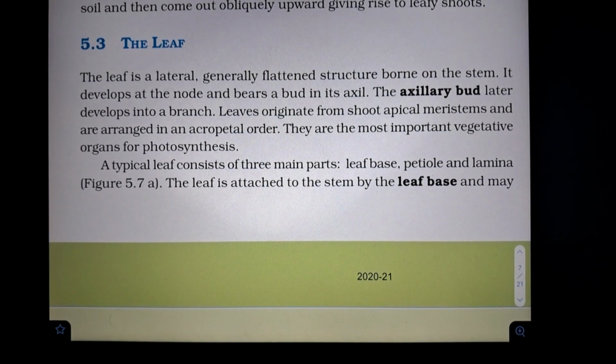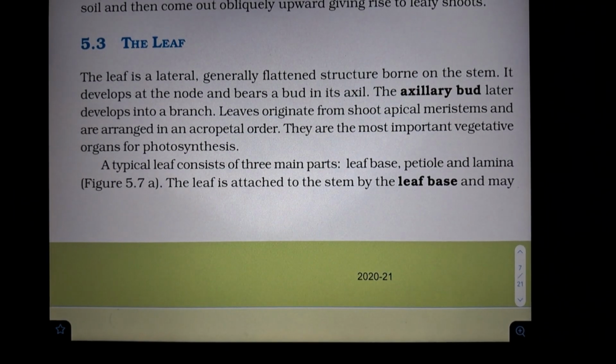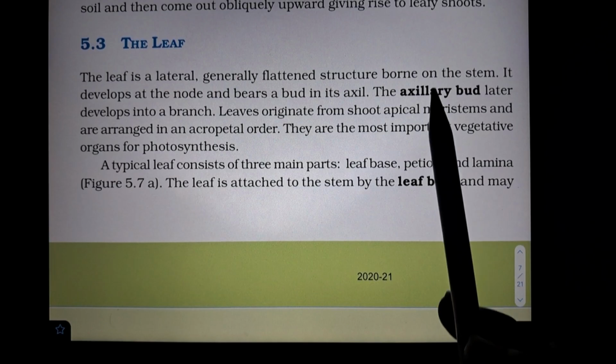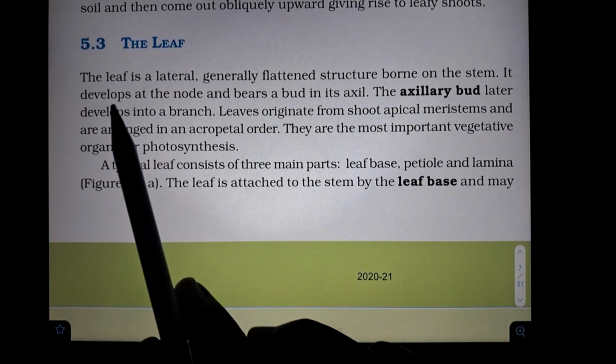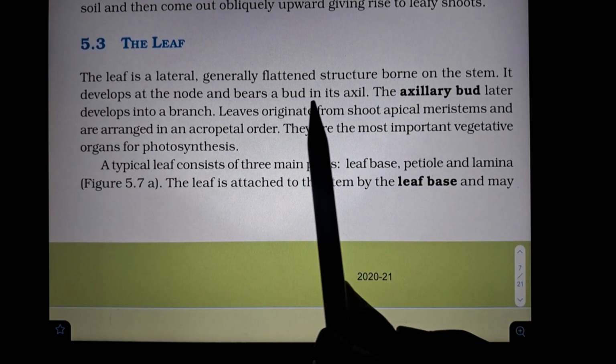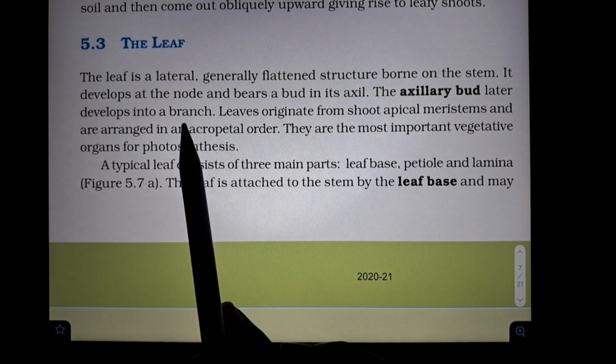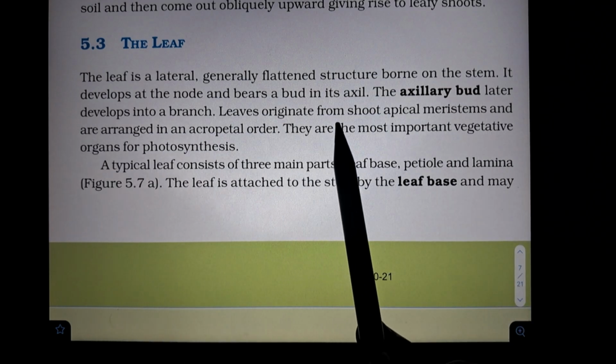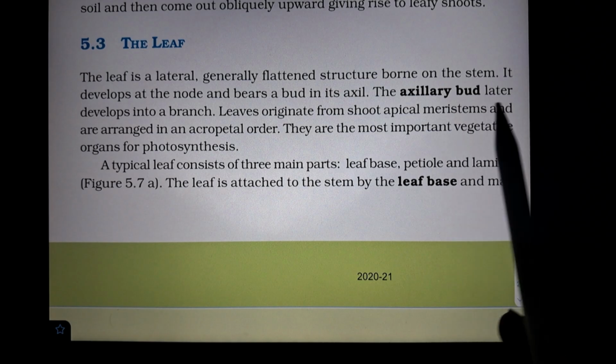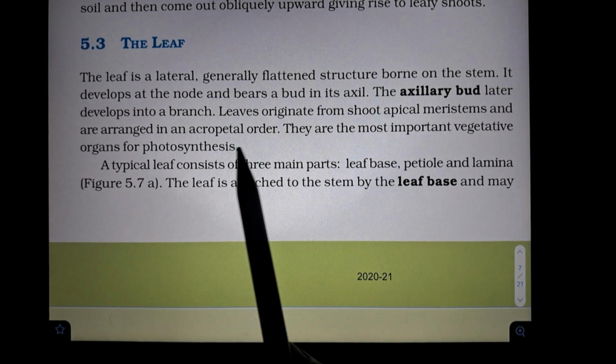The leaf is a lateral and generally flattened structure borne on the stem. It develops at the node and bears a bud in its axil. The axillary bud later develops into a branch. Leaves originate from shoot apical meristems and are arranged in an acropetal order.